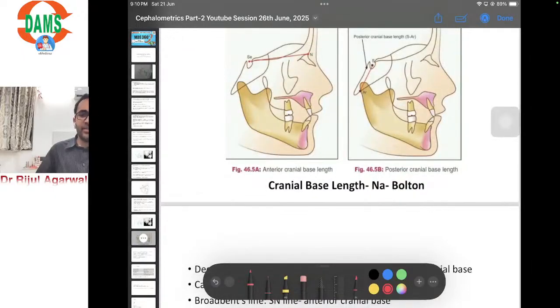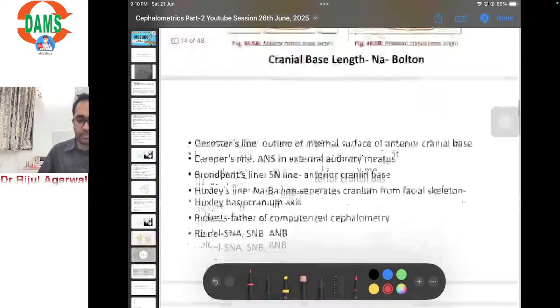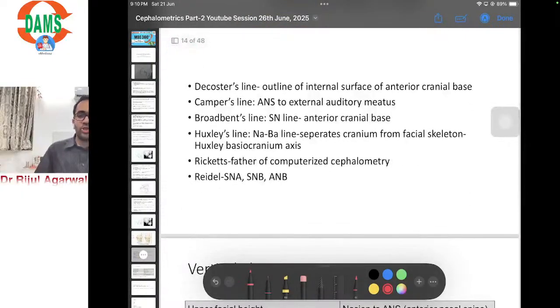As I said last time, anterior cranial base length is from sella to nasion, posterior cranial base from sella to articulare, and total cranial base length, TCL, is from basion to nasion. De Coster's line represents the outline of the interior surface of the anterior cranial base.